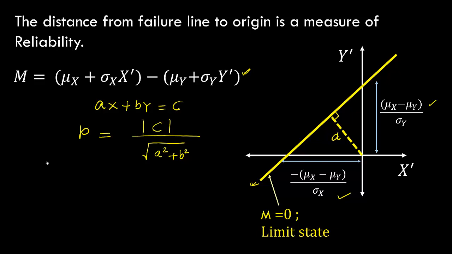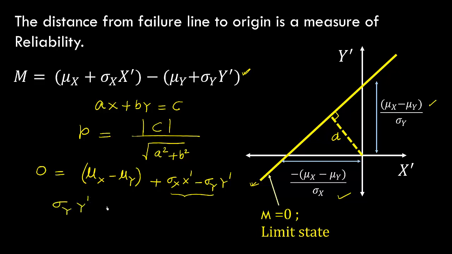Since m is equal to 0, I can write this equation 0 equals mu x minus mu y, and then plus sigma x x dash and minus sigma y y dash. So if I take these terms to the left hand side, I will have sigma y y dash minus sigma x x dash, and this equals mu x minus mu y. So in my case, the c is mu x minus mu y, and the coefficient a is minus sigma x, and coefficient b is sigma y. So we can write expression for perpendicular distance d.